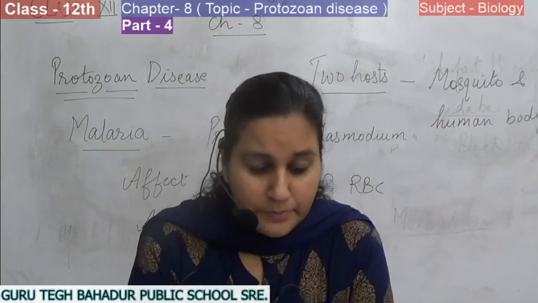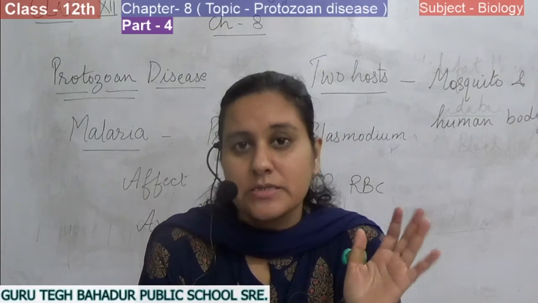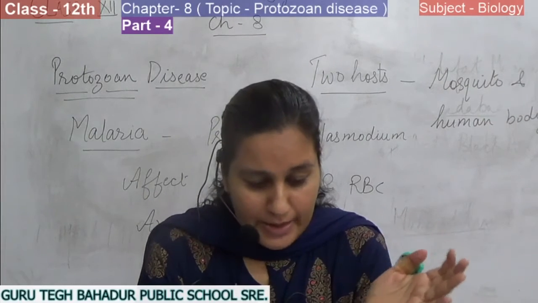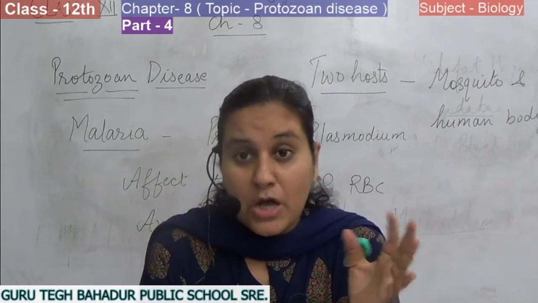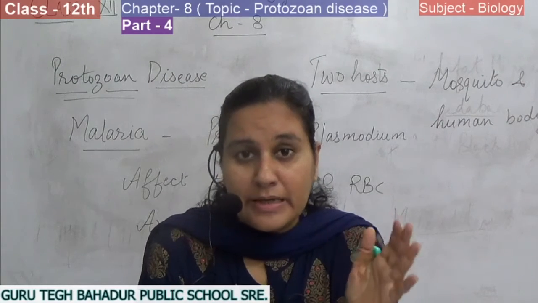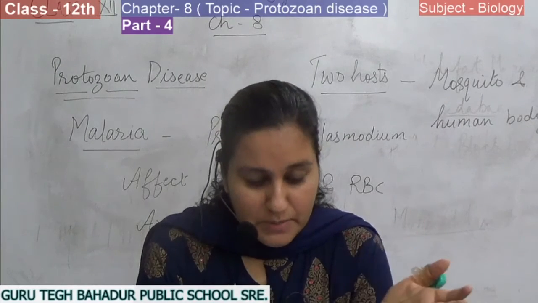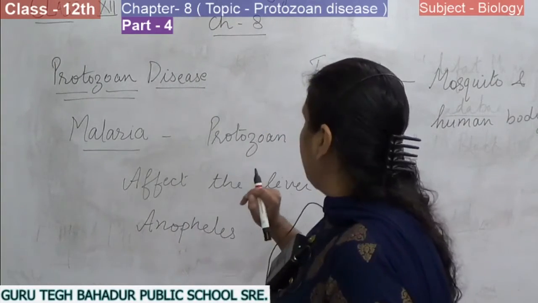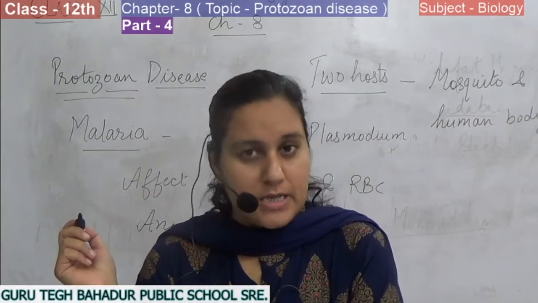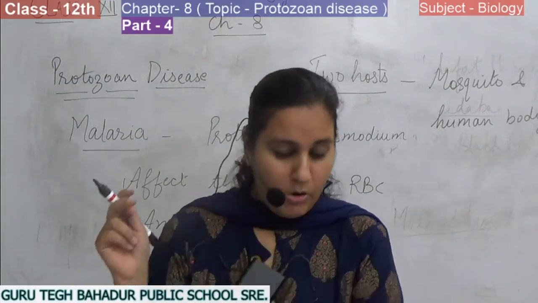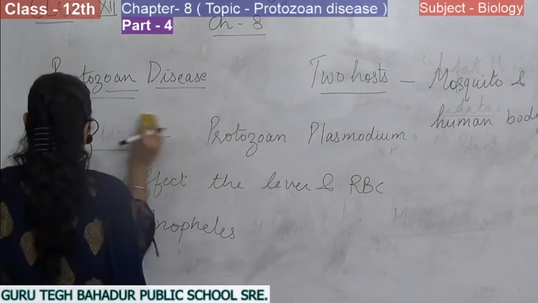Plasmodium falciparum, this species of plasmodium, is very serious and it can cause fatal malignant malaria. Fatal malignant malaria means the malaria that can cause even death. The symptoms of this are high fever, then chills, and the third one is vomiting. Now how does the life cycle of the plasmodium work?